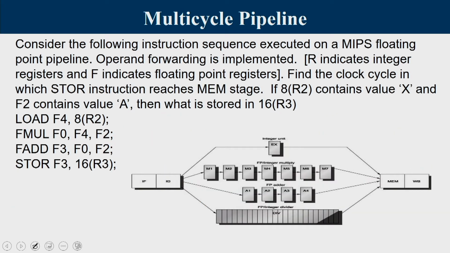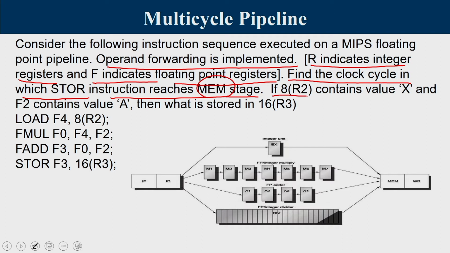We now move into the next problem, that is a multi-cycle pipeline. Consider the following instruction sequence executed on a MIPS floating point pipeline. Operand forwarding is implemented. R indicates integer registers and F indicates floating point registers. Find the clock cycle in which the store instruction reaches its mem stage. If 8 of R2 contains a value x and F2 contains a value a, then what is stored in 16 of R3? Let us try to understand what this instruction sequence is all about.